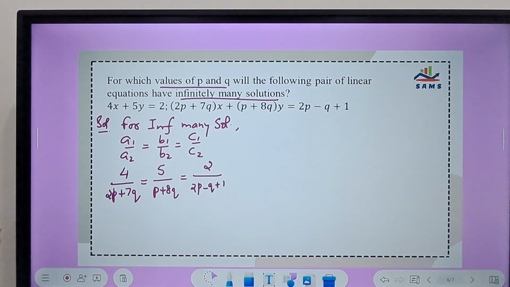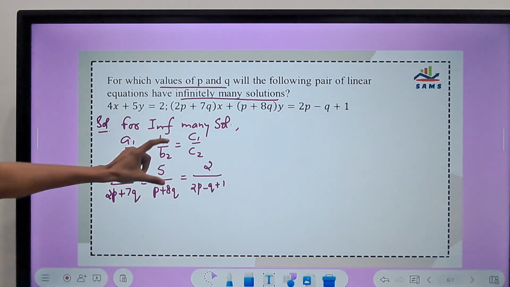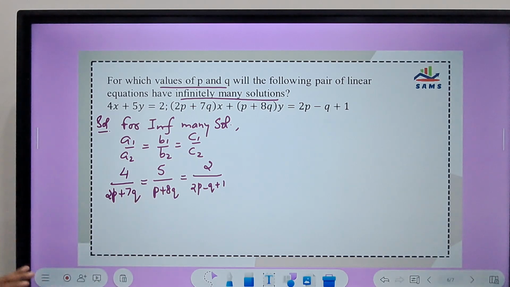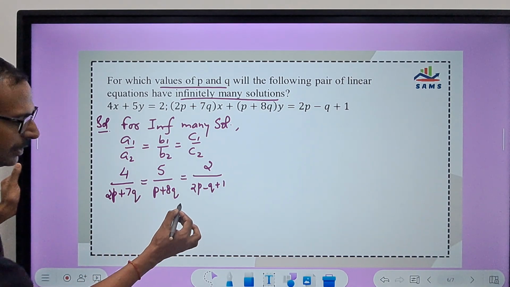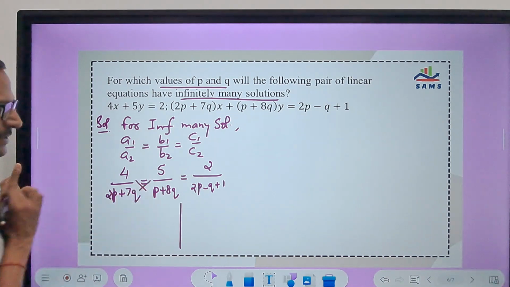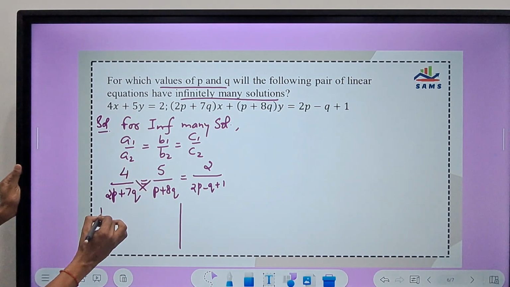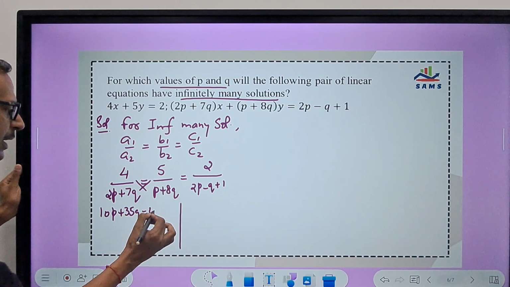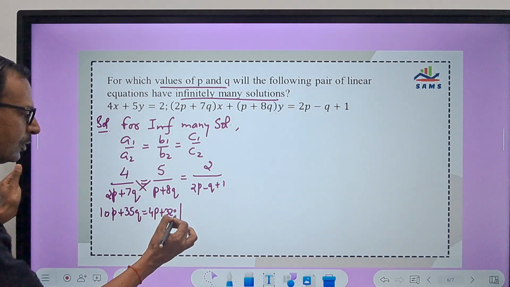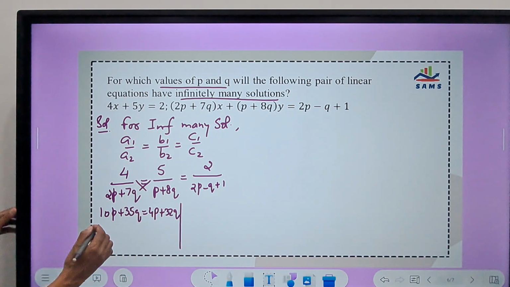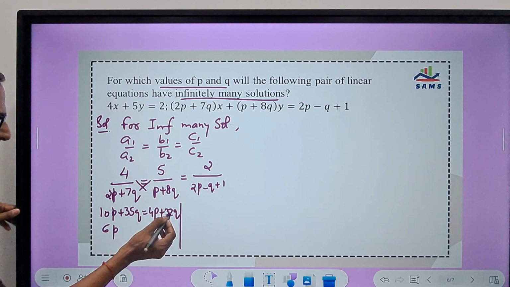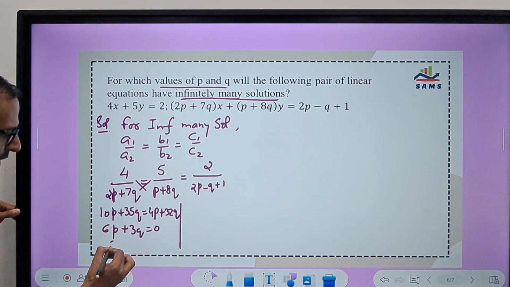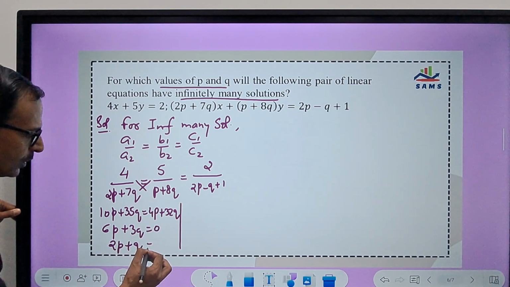See, I put the values of a1, a2, b1, b2 and c1, c2 in the condition. Now since there are two variables, we will get two equations. So let's cross multiply the first two like this. So what will I get? 10p plus 35q equals 4p plus 32q, right? So this becomes 6p plus 3q equal to 0. I can cancel 3, so 2p plus q equals 0.